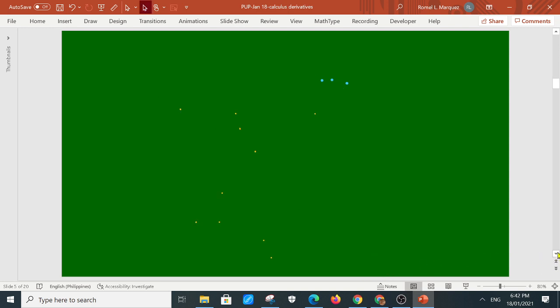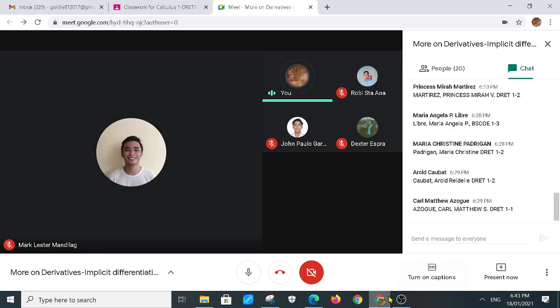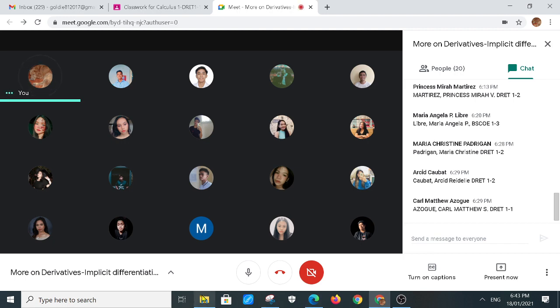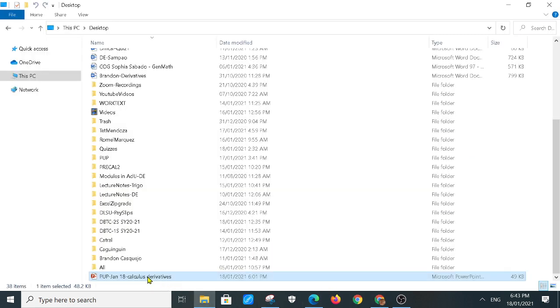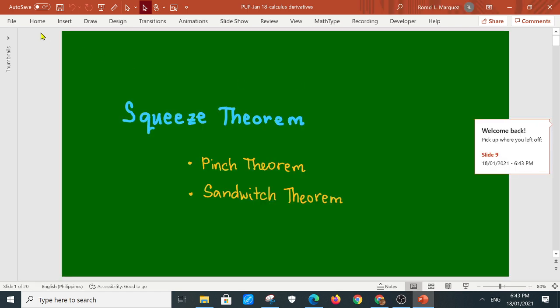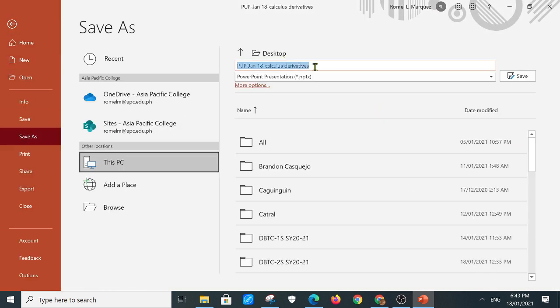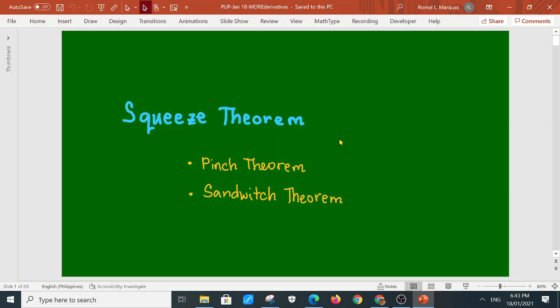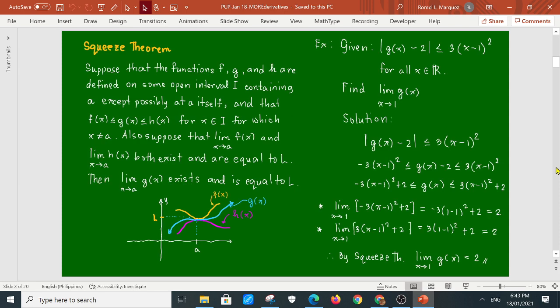Oh no, why is that? There's so much on the blackboard. Why is it getting dirty? I don't know the problem. Do I have to exit? Let me save it under another file name, more on derivatives. Hopefully, it will not be messy.